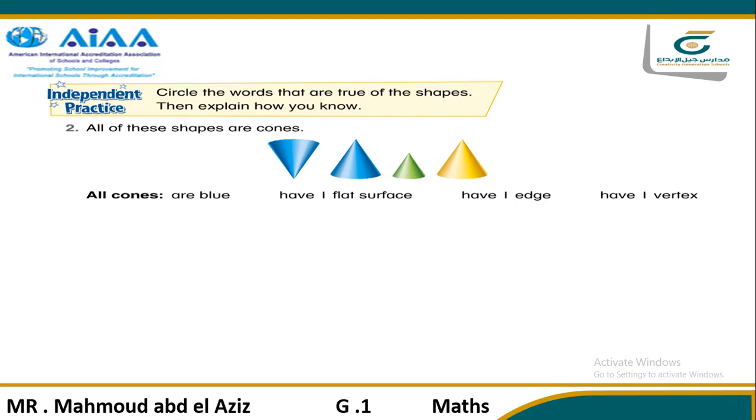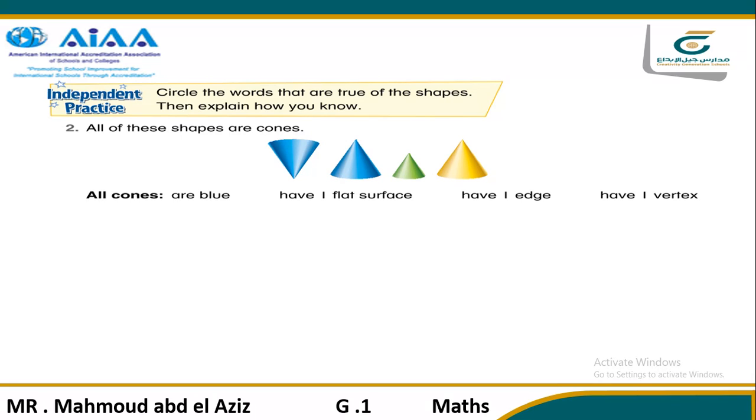So now, dear students, with our question, circle the words that are true of the shapes. Then explain how you know. All of the shapes are cones. All cones is or are blue, or have one flat surface, or have one edge, or have one vertex.